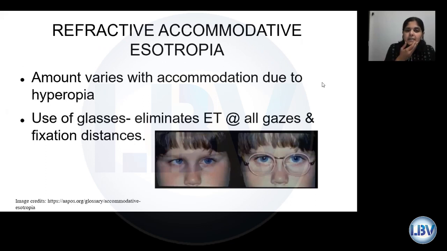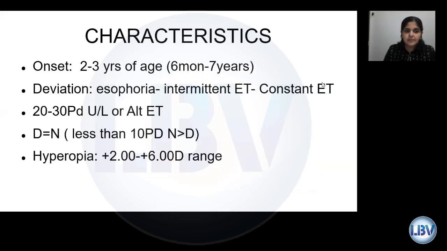So if we look at the refractive accommodative esotropia, the amount of this particular esotropia varies depending on the amount of hyperopia that is there. And usually when you give a full cycloplegic correction for the refractive error, it reduces or eliminates the esotropia completely in all directions. And you either get an ortho or you just get some amount of esophoria that is present. And this usually starts at about 2 to 3 years of age. To start with, initially it is intermittent and then goes on to become a constant esotropia.